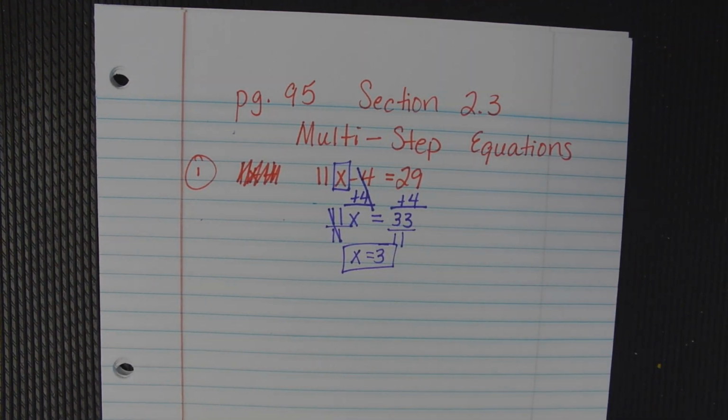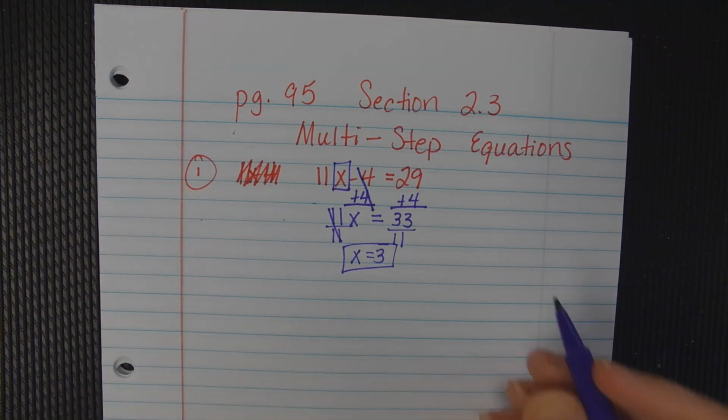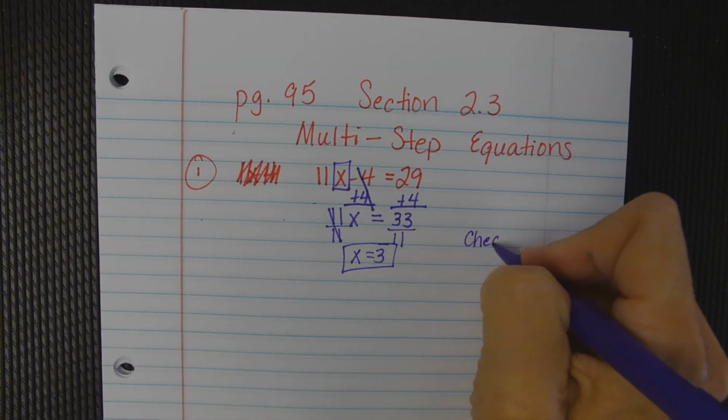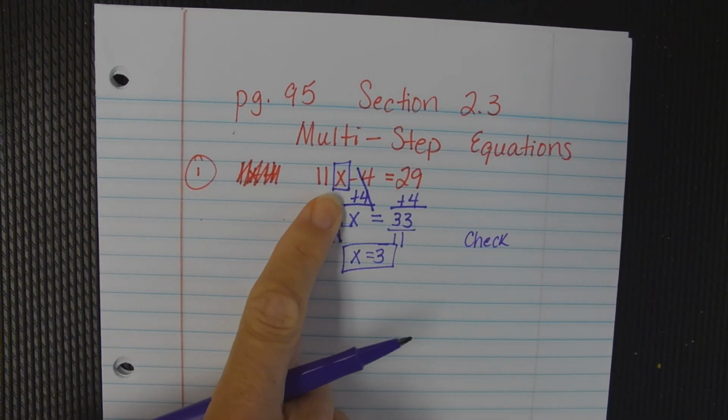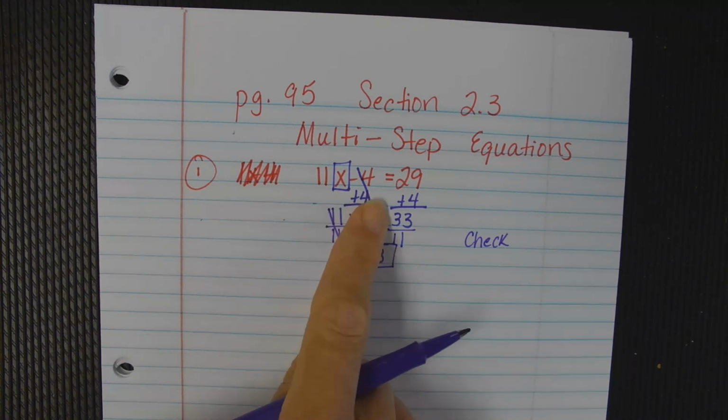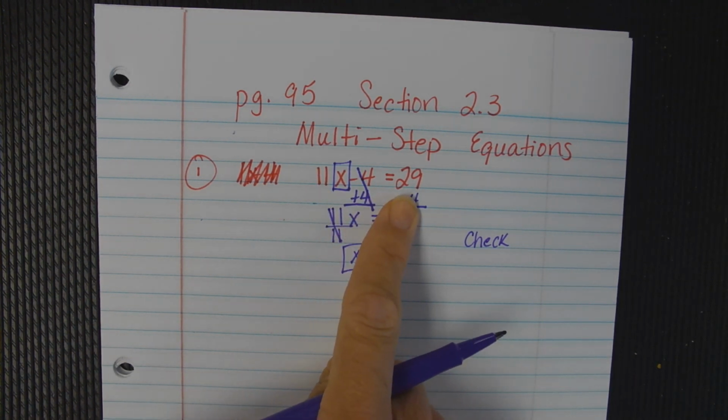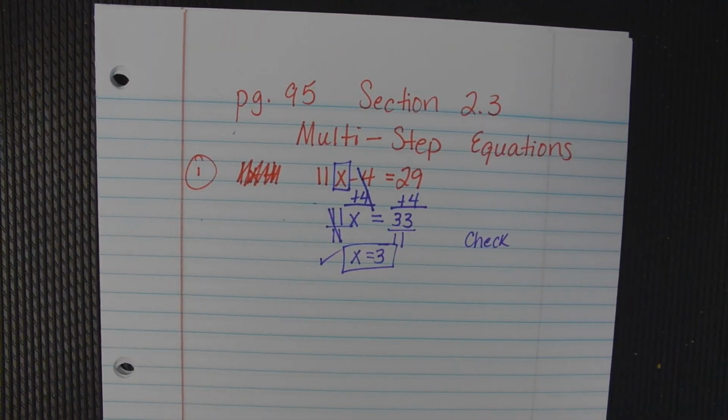Is this familiar? Somewhat. Can you check it? Absolutely. 11 times 3 is what? 33? 33 minus 4, is it 29? Yeah, you got it right.